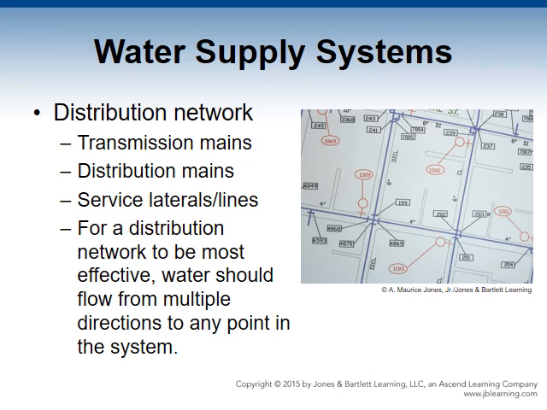Distribution mains, which are smaller than the transmission mains, take the water from the transmission mains to supply a number of small areas within the system. Then you have service lateral lines that take the water from the distribution mains to individual properties for domestic, commercial, industrial, and fire protection systems use, such as fire hydrants and water storage facilities. For a distribution network to be most effective, the water should flow from multiple directions to any point within the system. Transmission and distribution mains can be connected together to form loops or grids.